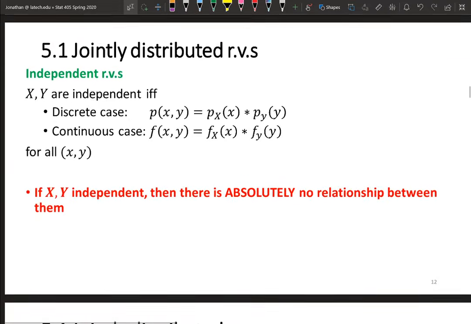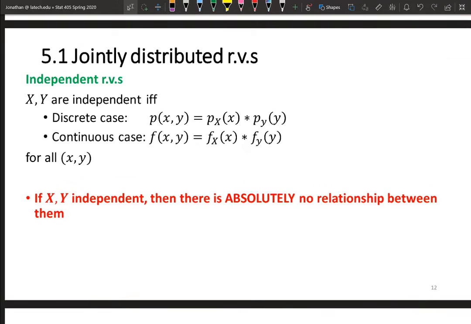Now, what does it mean to be independent? Well, for jointly distributed random variables, x and y are independent if and only if, in the discrete case, the PMF P of xy is just the product of the marginal PMFs. And then for continuous, the PDF f of xy is just the product of the marginal PDFs. If that's the case, you say it's independent.